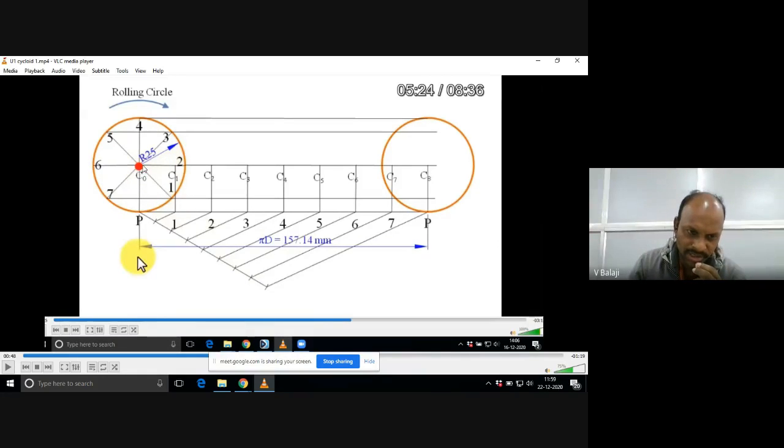This is the original circle center C0. First perpendicular 1 to C1, 2 to C2. You can draw up to the center line only. You need not extend those perpendiculars beyond the center line. So stop at the center line: 3 to C3, 4 to C4, 5 to C5. You drop all perpendiculars and name them C0, C1, C2, C3, and so on.